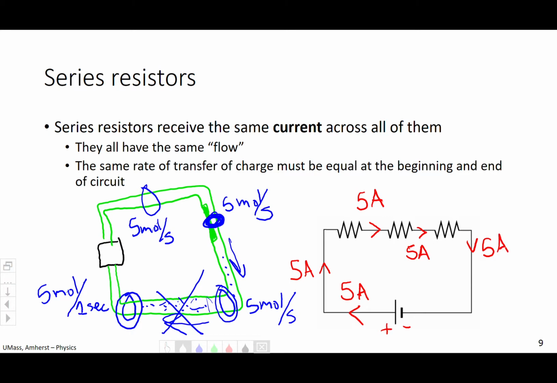So that means we have 5 amps of charge, and then we go through this wire, and then we're back here, okay? So that means at any point in a series circuit, we have to have the same current. We have to have the same amount of electrons coming out of the voltage source and going back into the voltage source. The current must remain constant.